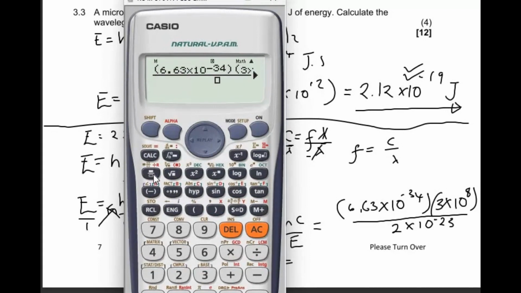So, brackets 2 multiplied by 10. It is starting to rain.